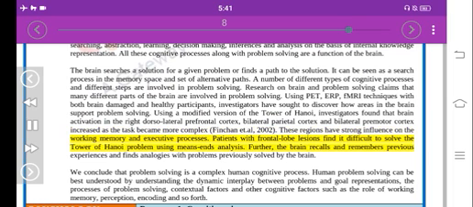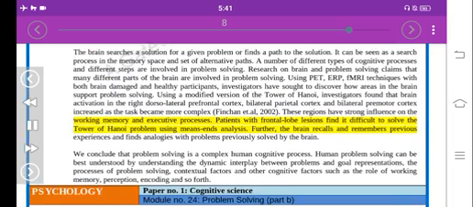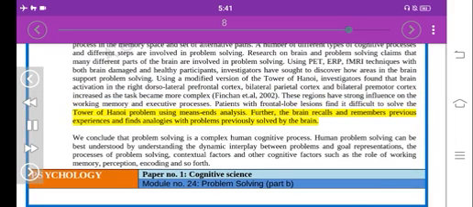Patients with frontal lobe lesions find it difficult to solve the Tower of Hanoi problem using means-ends analysis. Further, the brain recalls and remembers previous experiences and finds analogies with problems previously solved by the brain. We conclude that problem solving is a complex human cognitive process. Human problem solving can be best understood by understanding the dynamic interplay between problems and goal representations, the processes of problem solving, contextual factors, and other cognitive factors such as the role of working memory, perception, encoding, and so forth.